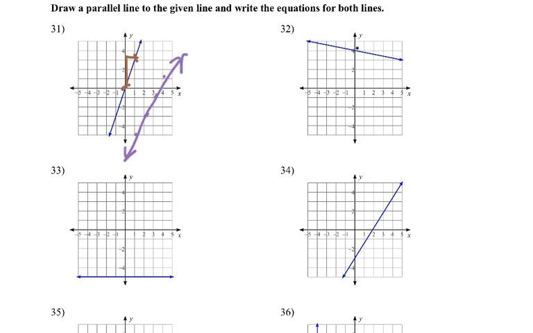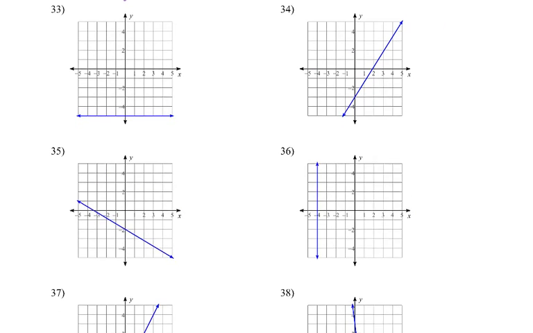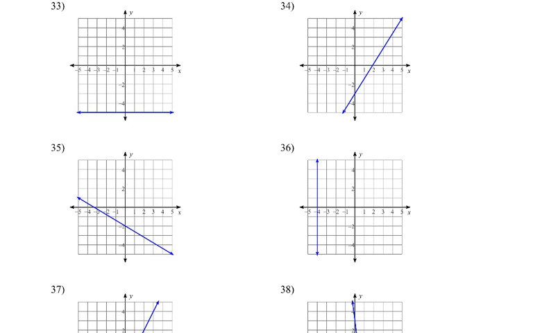For 32, pick a point right there, then right here, so down 1 to the right 5. So pick a point, down 1 to the right 5, or up 1 to the left 5. There's my parallel line. Okay, it's a horizontal line, so I just make a horizontal line anywhere I want, as long as I have the same slope, that's all we need.